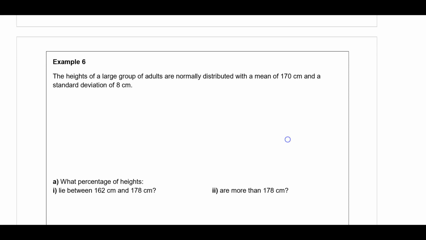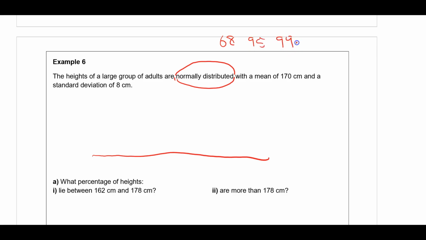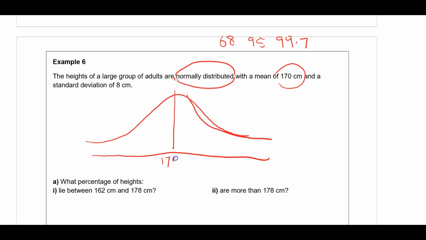Okay. The height of a large group of adults is normally distributed. So that word there in the sentence is telling me that the numbers 68, 95 and 99.7 work for this. And it also looks like this, or probably a bit more poofed there. That's a bit terrible. Anyway, it says the mean is 170 and the standard deviation is 8.